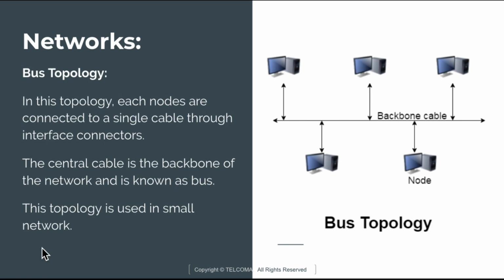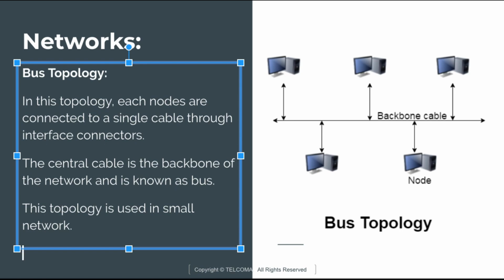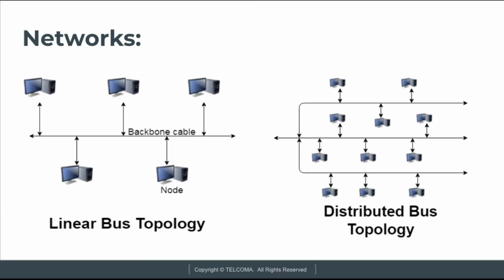Next we are going to discuss the types of bus topology. There are two types of bus topology: linear bus topology and distributed bus topology. In linear bus topology, the nodes are connected to a common transmission medium which has exactly two endpoints. Here you can see that it has two endpoints, the first one is this and the second one is this. This backbone cable is connected to these devices.